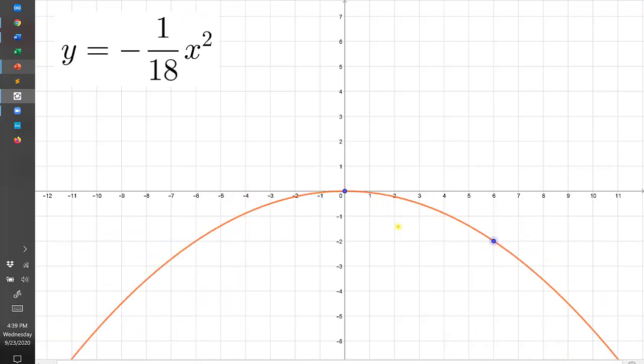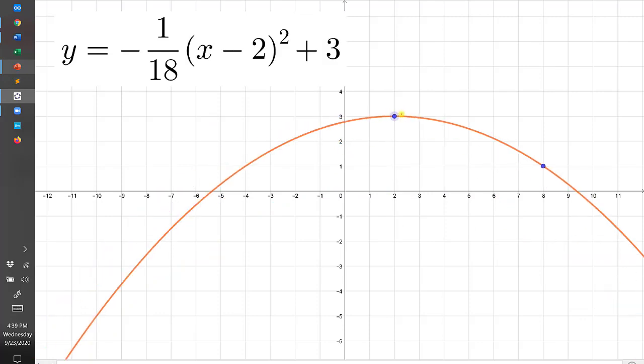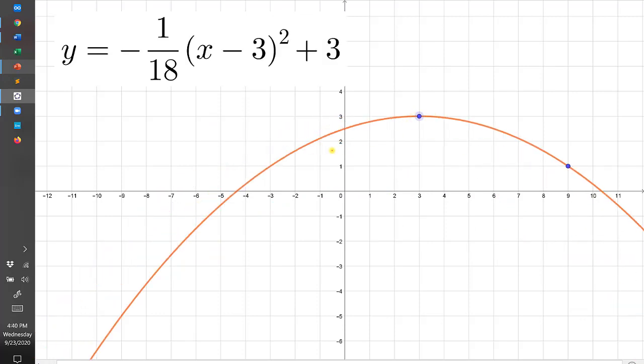And then finally, all of these can be transferred up and down, left and right. So again, if you didn't see the picture, but you were just presented with this formula, you would know that the vertex was shifted to the right by 3 and up by 3. And then, since it's negative, you would know that the parabola opens downward, that it is concave down. And this 1/18th, which is a very small number, would tell you that it's a very wide parabola.